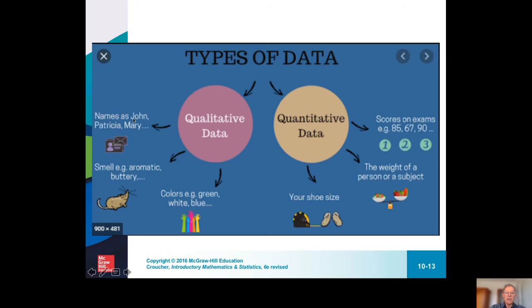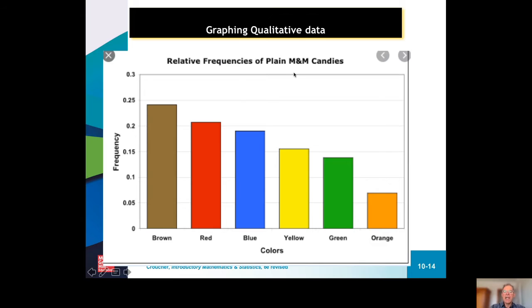Smells, colours, names, suburbs perhaps. Quantitative data: scores, weight, shoe size. Measure it, count it. And here we are. Can you graph qualitative data? And the answer is yes. These are all qualities, colours, and we're graphing it. Get a bit of a sense of the range of the quality in our data.